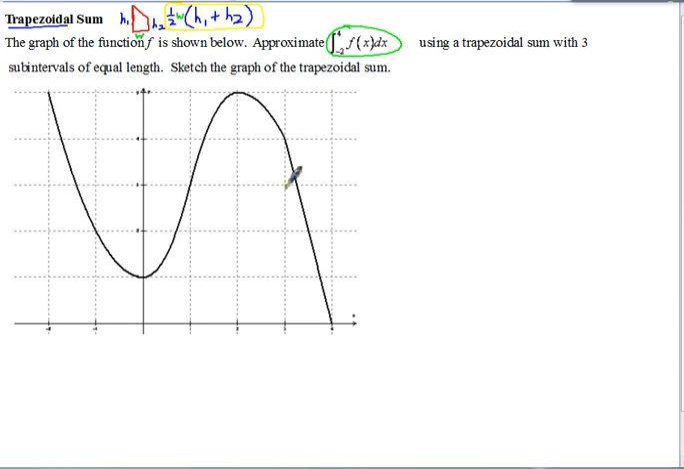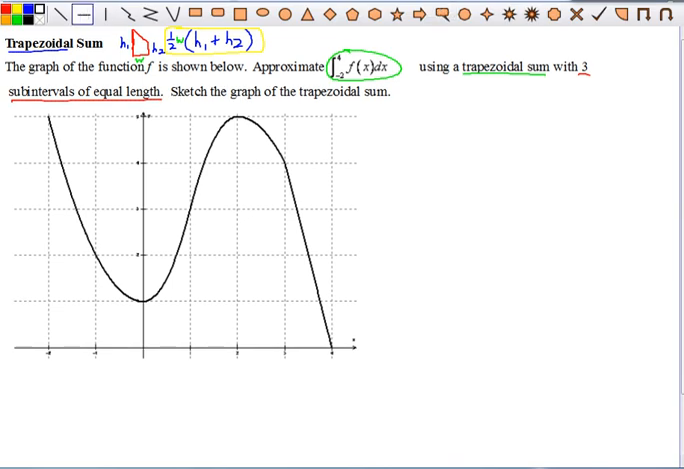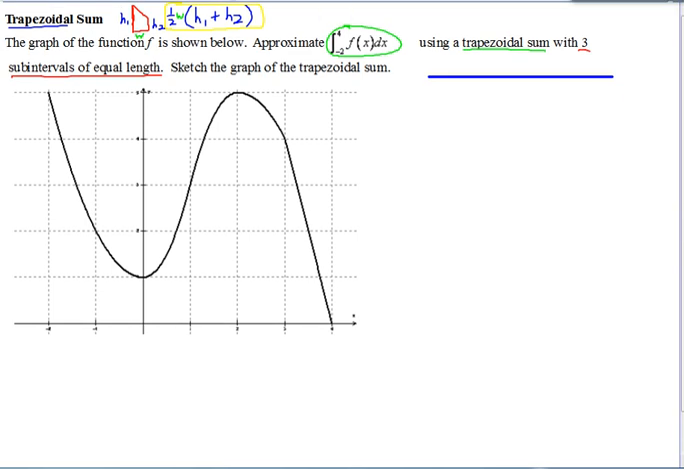So we still have the same three subintervals of equal length. This time we're using the trapezoidal sum. So we'll draw our same number line, but we'll use it a little differently: -2 to 0, 0 to 2, 2 to 4. And again, we're going to sketch the graph of the trapezoidal sum. So this time, when you draw the trapezoid, you actually use both the left and right endpoints to form the trapezoid. So you use the -2 and the 0 on the first subinterval.